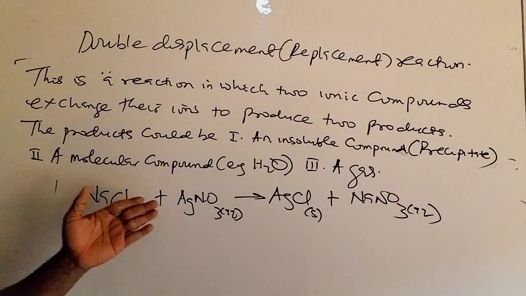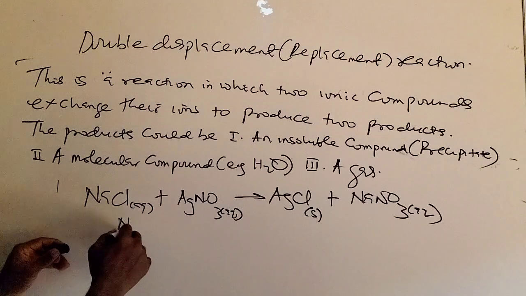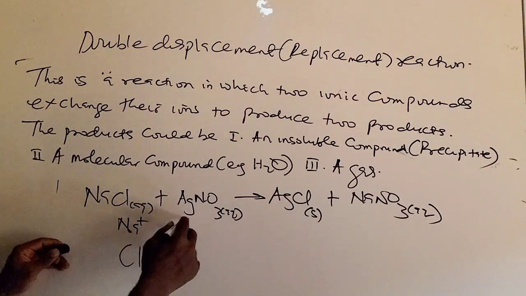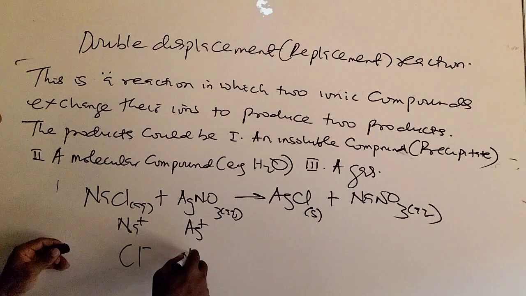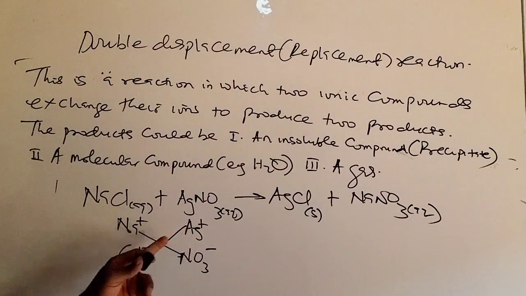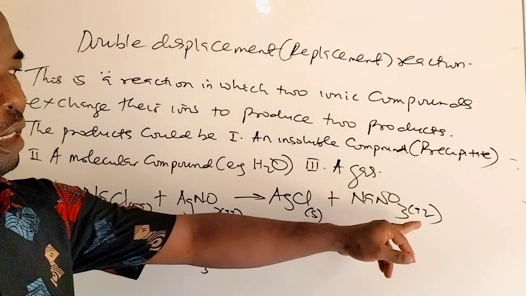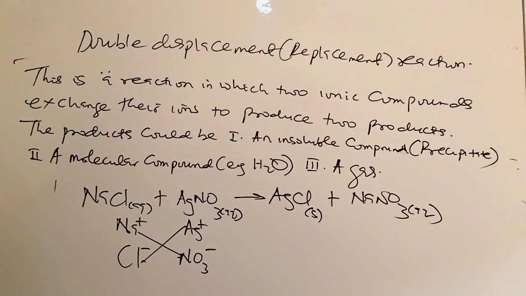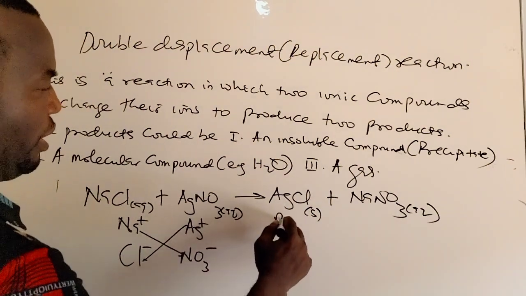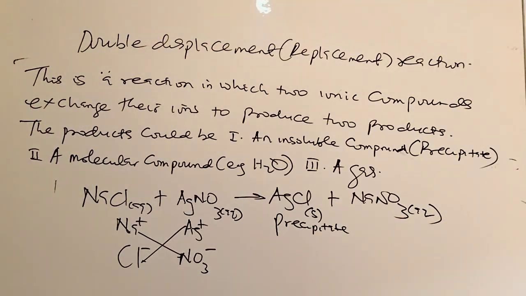In this reaction, we have two reactants, ionic compound salts, ionic because they can ionize into sodium ion, chloride ion, silver ion, and then nitrate ion. There's an exchange of ions or an exchange of radicals. That's what happens here. So this one picks this one to form that. This one picks this one to form that. Out of the products formed, one is a solid, the other one is aqueous. So this solid formed is called the precipitate. So the solid formed during a double displacement reaction is called a precipitate.